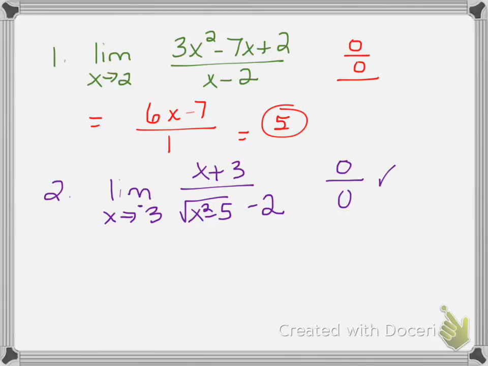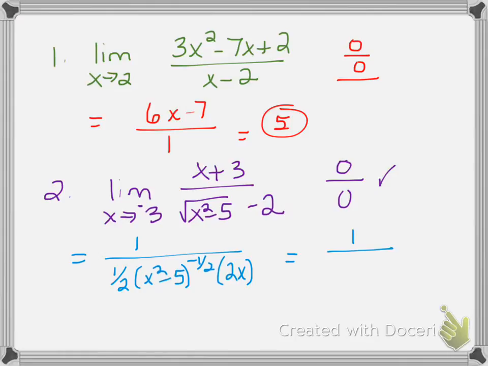Check, I can use L'Hôpital's rule. The derivative of the top is 1. The derivative of the bottom is 1/2 times x squared minus 5 to the negative 1/2 times 2x, derivative of 2 is 0. And then I would plug in my number.